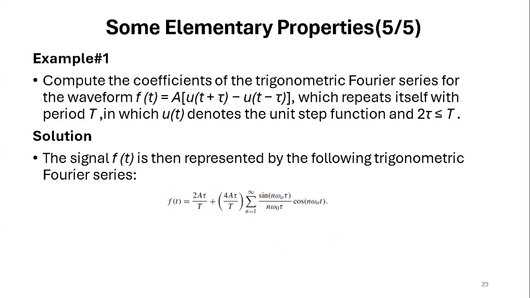The signal f of t is then represented by the following trigonometric Fourier series: f of t equals 2a time shift over the period plus the summation from n equal to 1 of sin n omega time shift over n omega time shift, times cos n omega t.